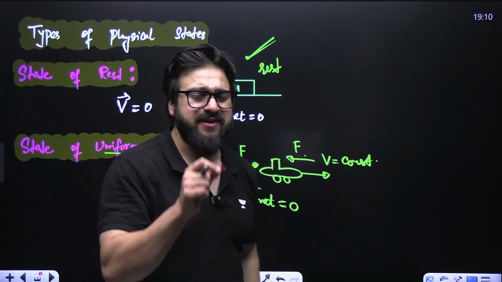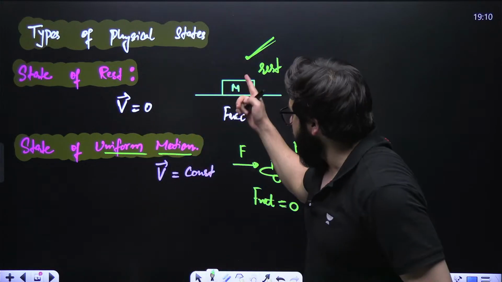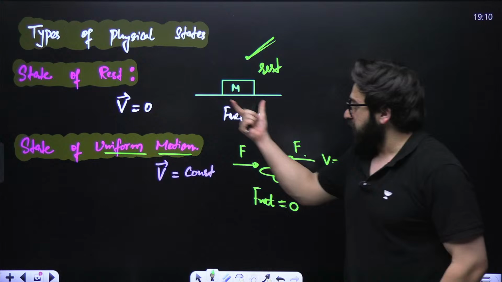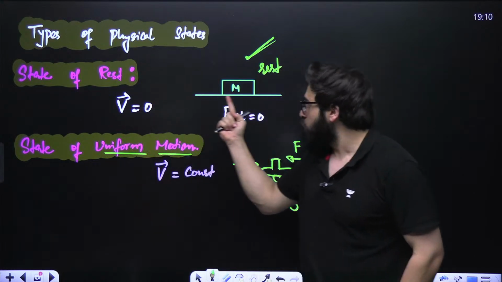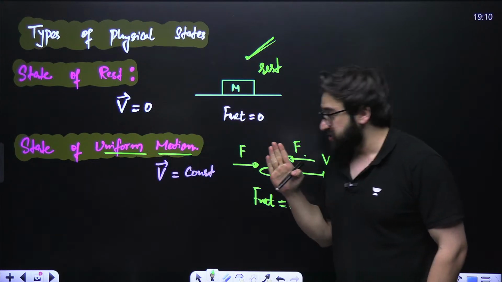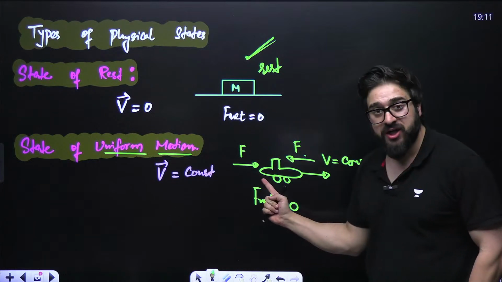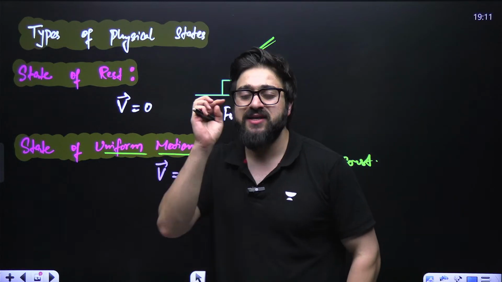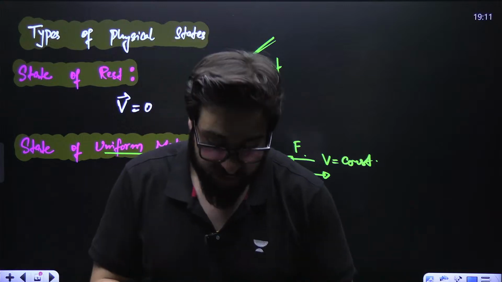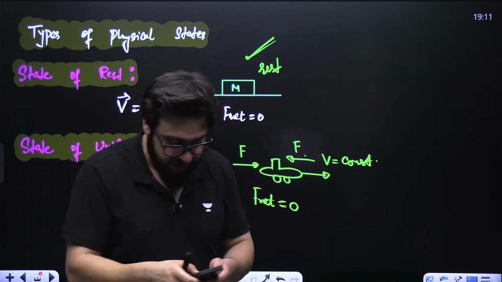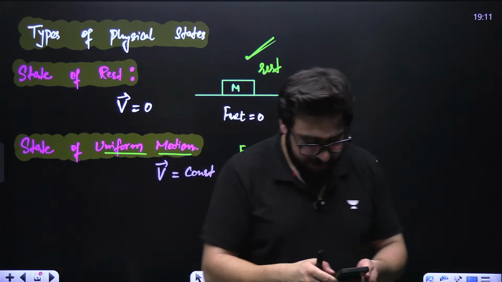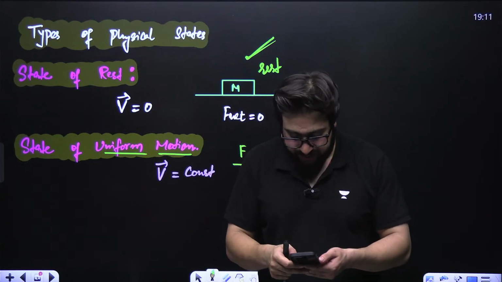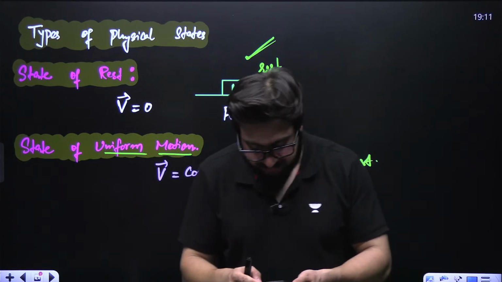Tell me in the chats, is this clear till over here? If the body is at rest, if the velocity of the body is 0, we say the body is said to be at rest. If the body is moving with constant velocity, we say it is the state of uniform motion. Guys, tell me in the chats, is this clear? I would want everybody of you to tell me.